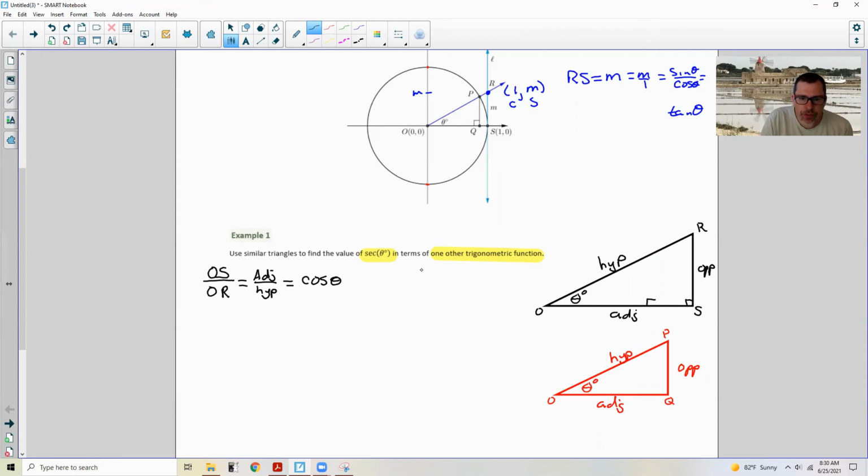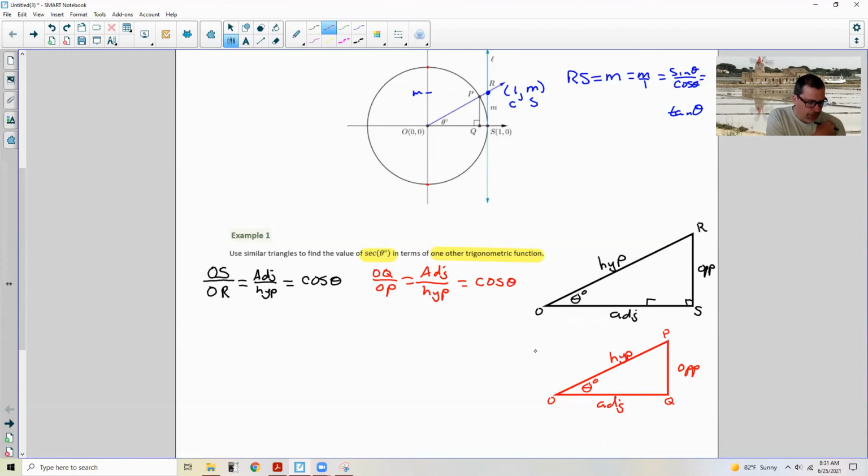We're going to do the same down below. We're going to take OQ, let me do it in red, and divide it by OP. And what is that? Well, OQ is adjacent, and OP is the hypotenuse. And adjacent over hypotenuse, again, is cosine of theta.